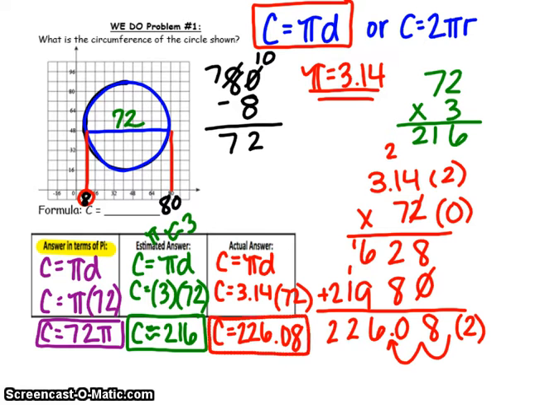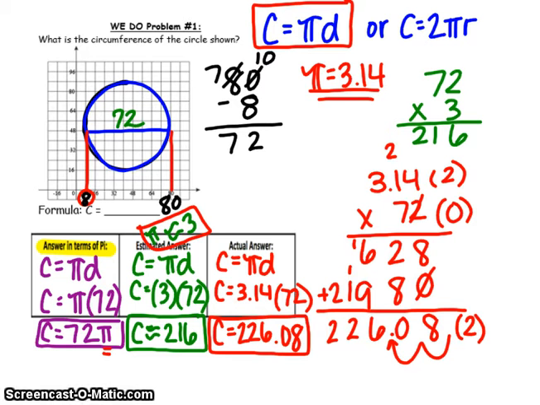So what I have here is I have my answers in terms of pi, where I left the pi symbol in my answer. I have my estimated answer where I used pi was approximately 3. And then I have the actual answer, which is what we did on Friday, and I have 226.08, and I used the 3.14 in there.